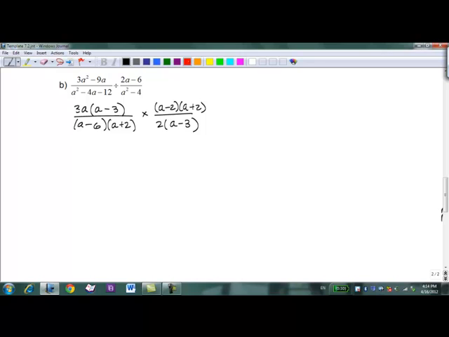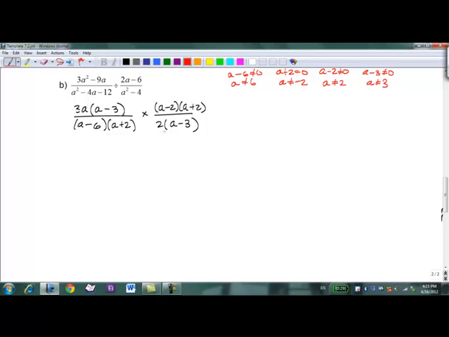So let's talk about non-permissible values here. A minus 6 can't equal 0, which means a can't equal 6. From the first fraction, a plus 2 can't equal 0, so a can't equal negative 2. We have a plus 2 can't equal 0 from the second fraction, but we already dealt with that. We have a minus 2 can't equal 0, so a can't equal positive 2. And a minus 3 can't equal 0, which means a can't equal 3. So we have 4 non-permissible values here.